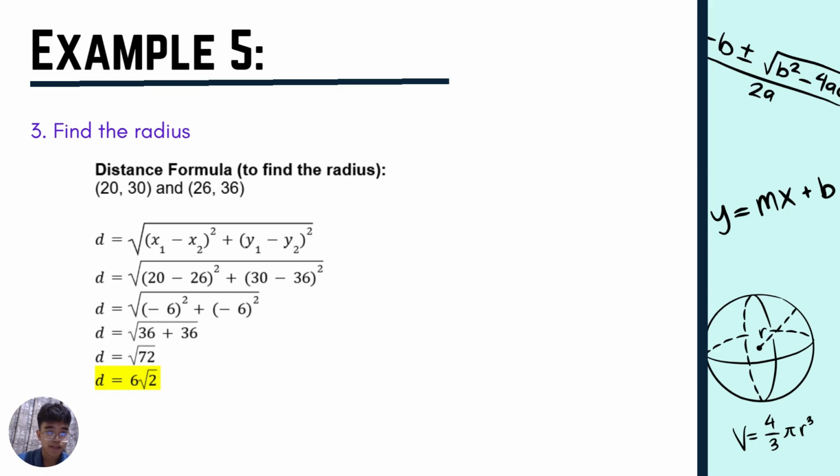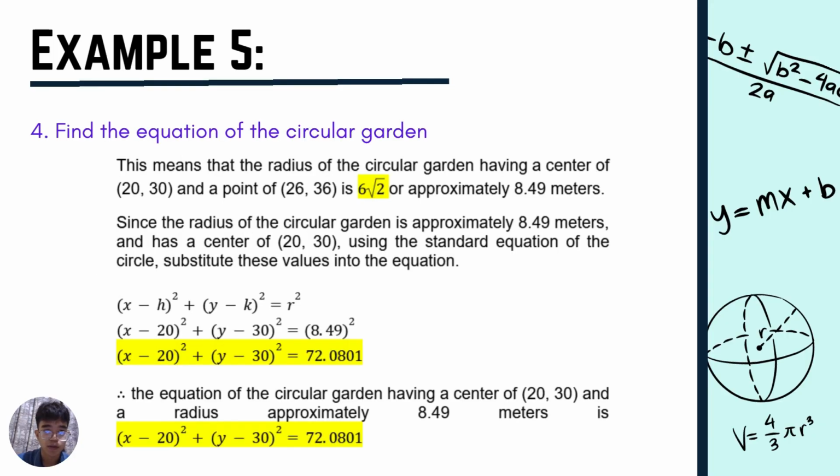Now we will have d is equal to the square root of 72. And the square root of 72 is 6 square root of 2. So d is equal to 6 square root of 2. Now find the equation of the circular garden. This means that the radius of the circular garden having a center of (20, 30) and point (26, 36) is 6 square root of 2, or approximately 8.48 meters.